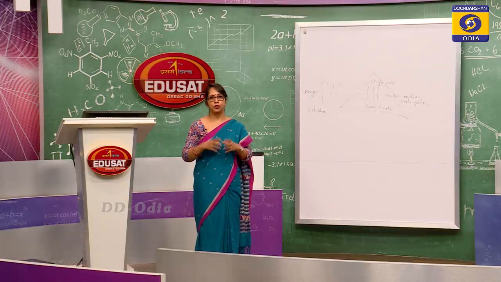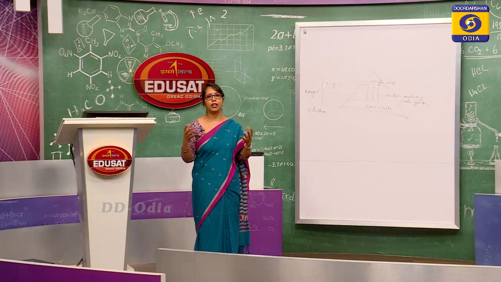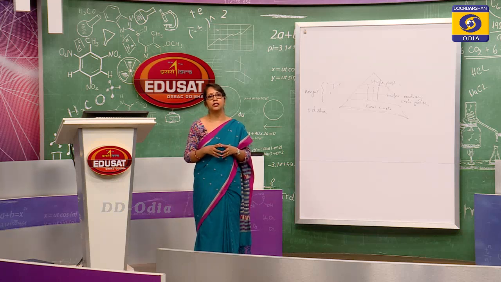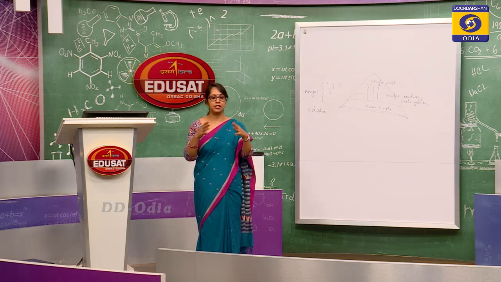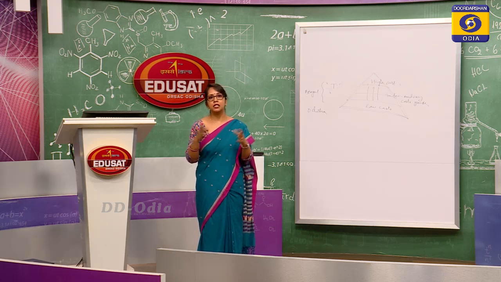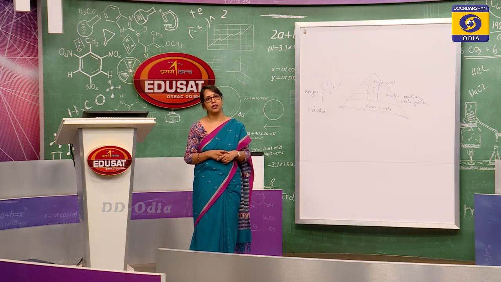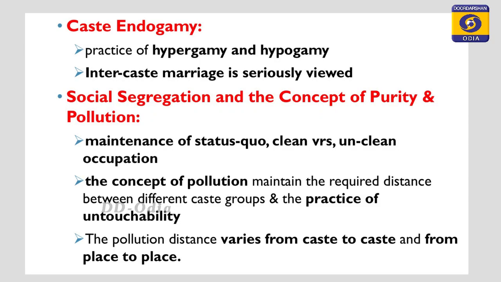So though it has many lacunas and many constraints, because the individual has no choice, the choice of mate selection is limited, but this is the practice as per the caste norm. So this is what we understand as caste endogamy. And the next point is social segregation and the concept of purity and pollution. What do you mean by social segregation?